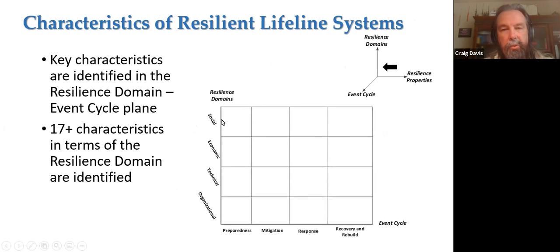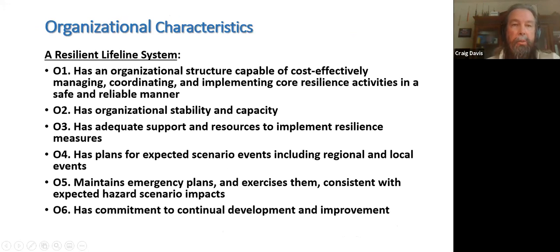The key characteristics will be presented in terms of the social, economic, technical, and organizational domains. And we've defined 17, actually 17 plus, because I'll give you an 18th. So 17 in the paper, plus 1 that I'll show has been more recently revealed, and I'll identify that for you. So the organizational characteristics are presented here. They read in this manner.